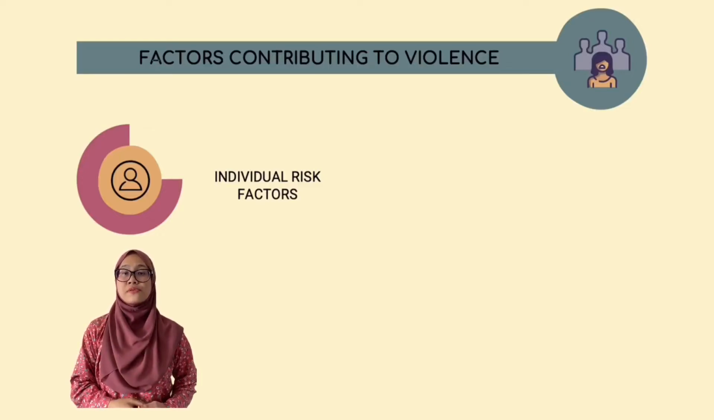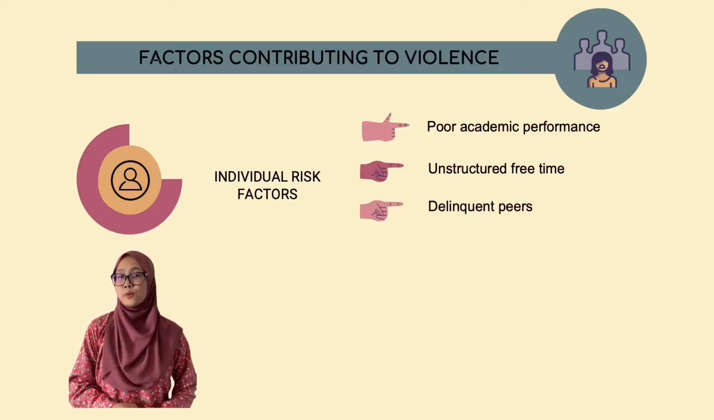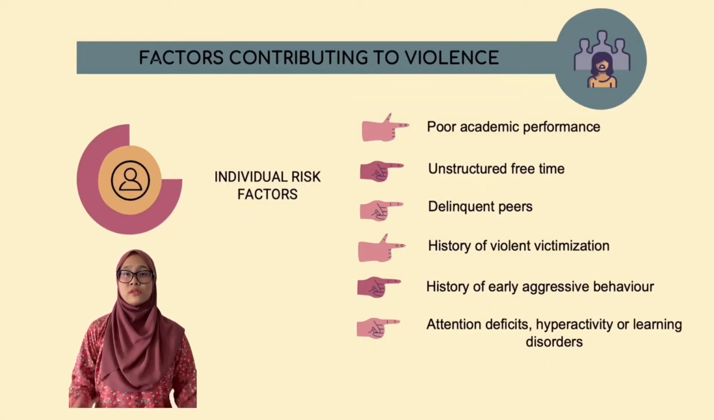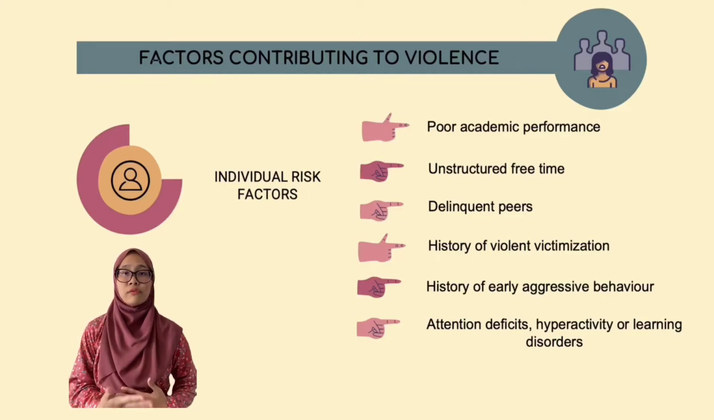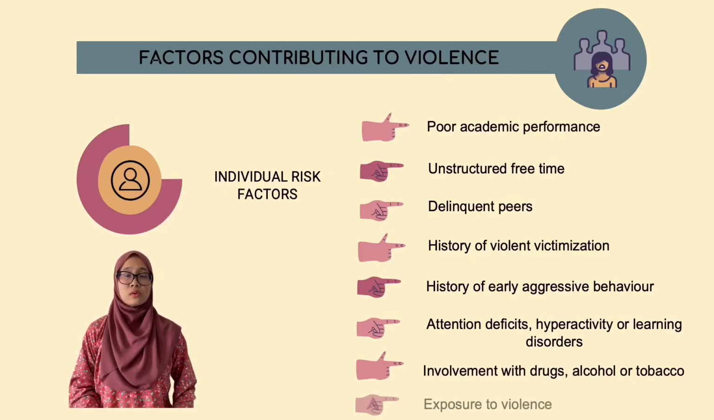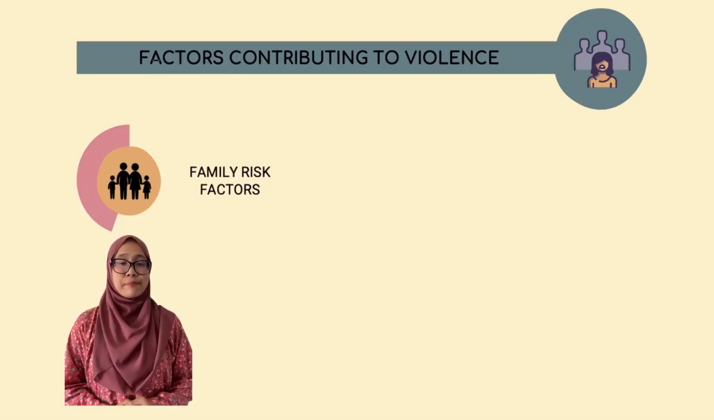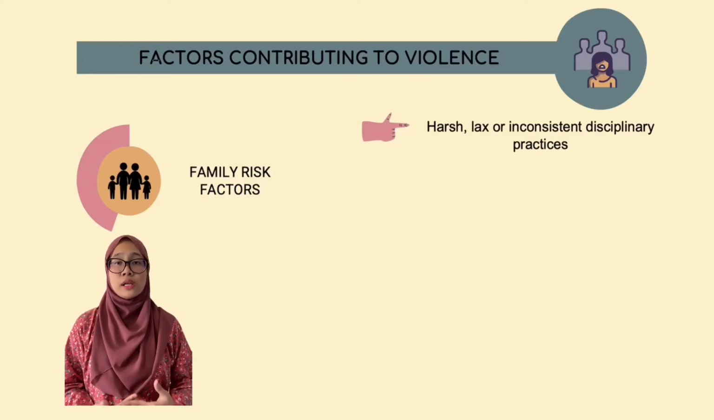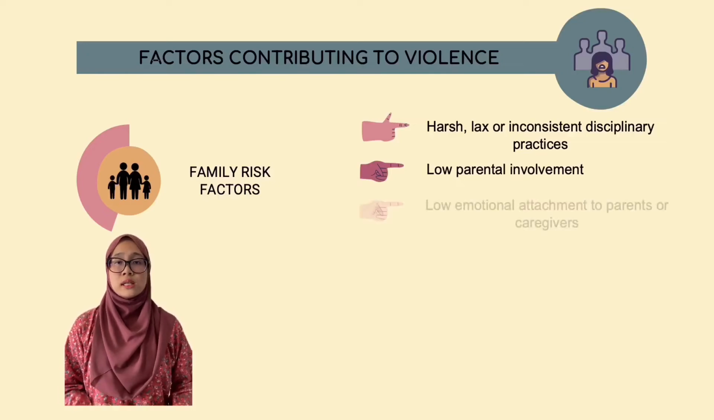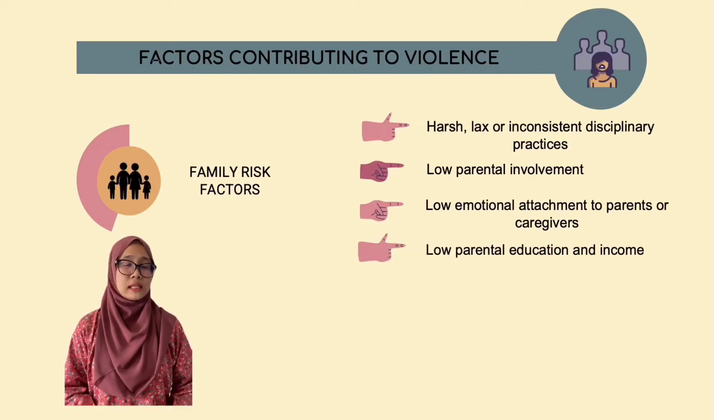Firstly, the individual risk factors, such as poor academic performance, unstructured free time, delinquent peers, history of violence victimization, attention deficits, hyperactivity or learning disorder, history of early aggressive behavior, involvement with drugs, alcohol or tobacco, and exposure to violence. Secondly, family risk factors, such as harsh, lax, or inconsistent disciplinary practices, low parental involvement, low emotional attachment to parents or caregivers, and also low parental education and income.